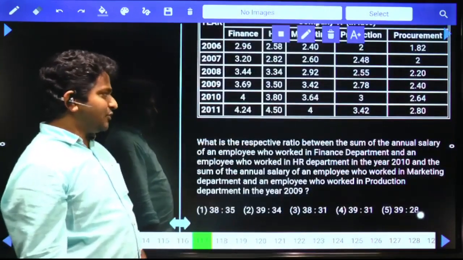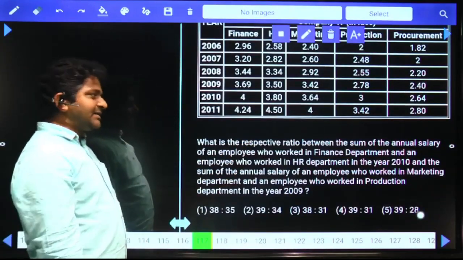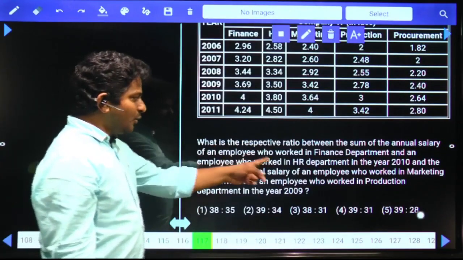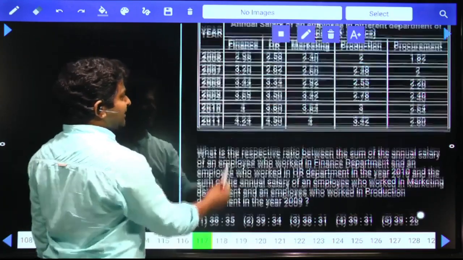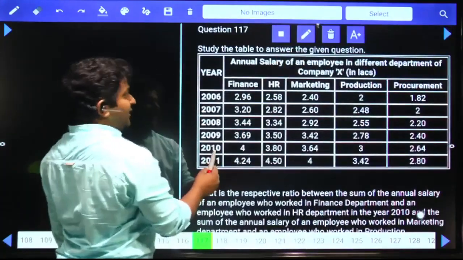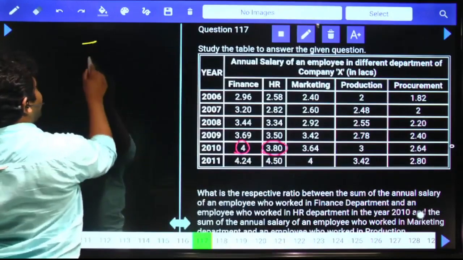What is the respective ratio between the sum of annual salary of an employee who worked in the finance department and an employee who worked in the HR department in the year 2010? 2010 finance and then HR. Sum is equal to 7.80.